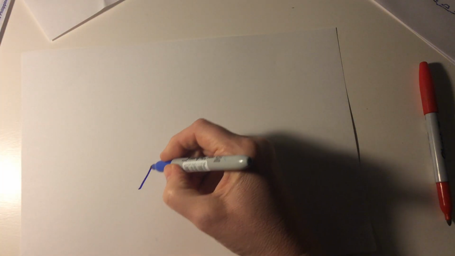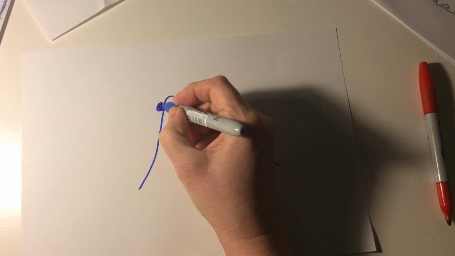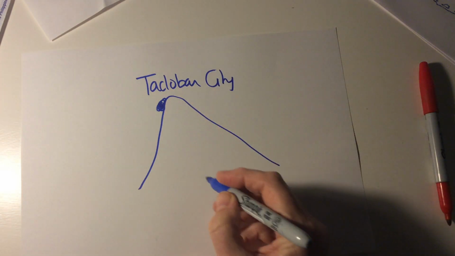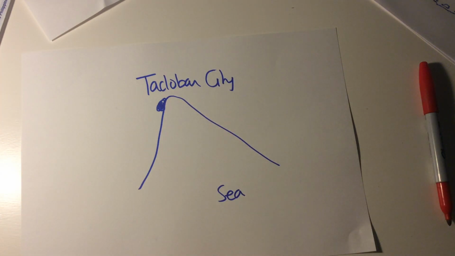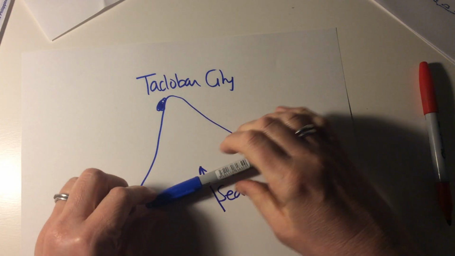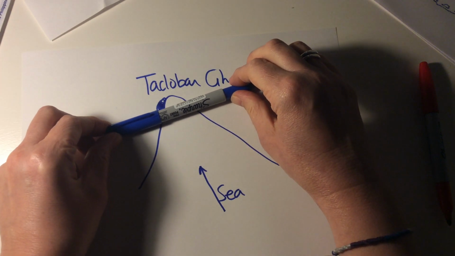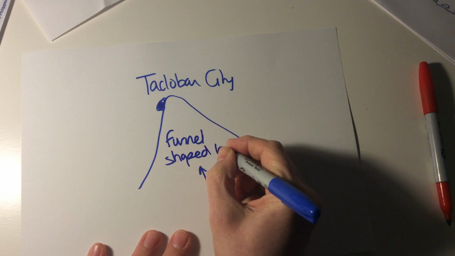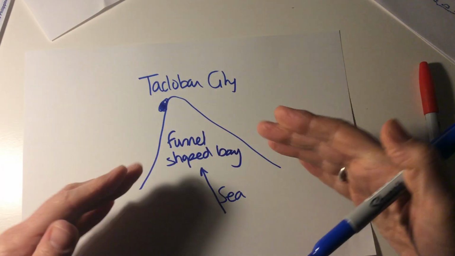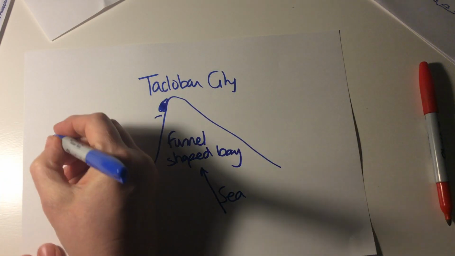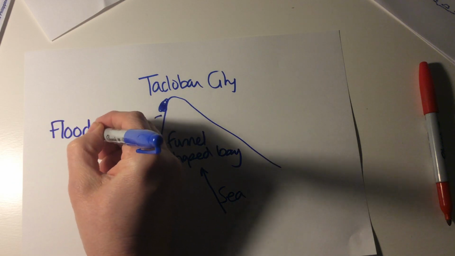So, as we recreate that, Tacloban City is here. This is the sea, the ocean. And as the storm surge came in, the water was pushed forward by the storm. It moved into this funnel-shaped bay. And the water rose up higher and higher and higher as it's forced into a narrower and narrower area. And that caused extensive flooding from the storm surge.